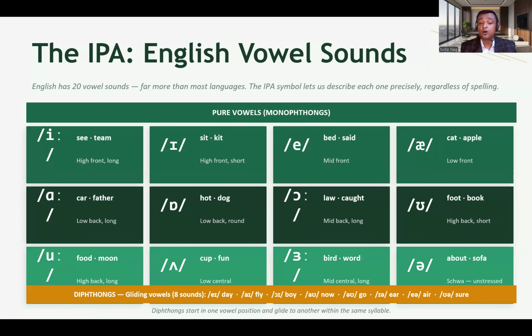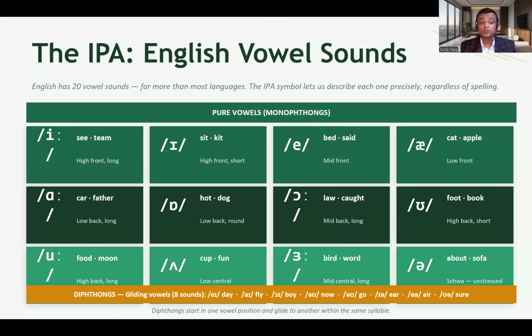Then we have "law," "court," the long sound. And "foot," short sound. "Food," long sound. "Cup," very short. "Bird," again long. And "sofa," "about." Now, these are the different types of monophthongs, pure sounds or single vowel sounds.